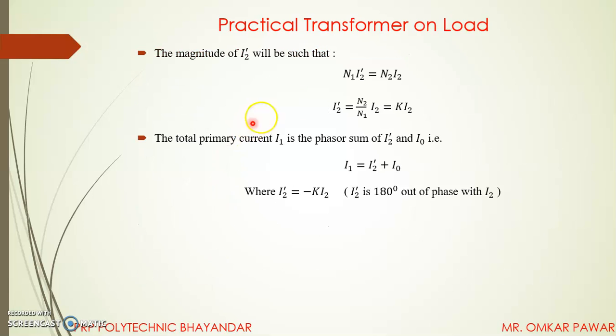So the magnitude of I2 dash will be such that N1 I2 dash is equal to N2 I2. So I2 dash is equal to N2 by N1 times I2, which is equal to K times I2. So the total primary current I1 is the phasor sum of I2 dash and I0, that is, I1 is equal to I2 dash plus I0, where I2 dash is equal to minus K times I2. So I2 dash is 180 degrees out of phase with I2.